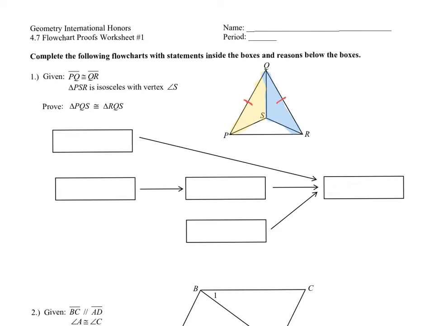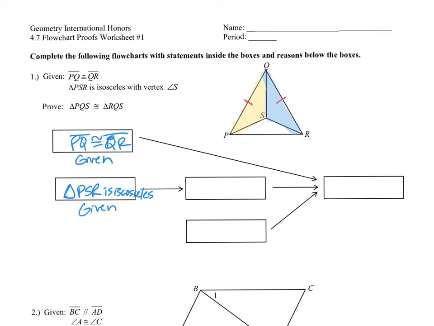So let's start with our first piece of given information, and that is that segment PQ is congruent to segment QR. Remember, you put the statement in the box, and right below the box you put the reason. So this reason is given. Given means that we're assuming that to be true. And in that second box, let's put that second piece of given information, that triangle PSR is isosceles, there we go, I couldn't spell it. Isosceles, that's our other piece of given information.